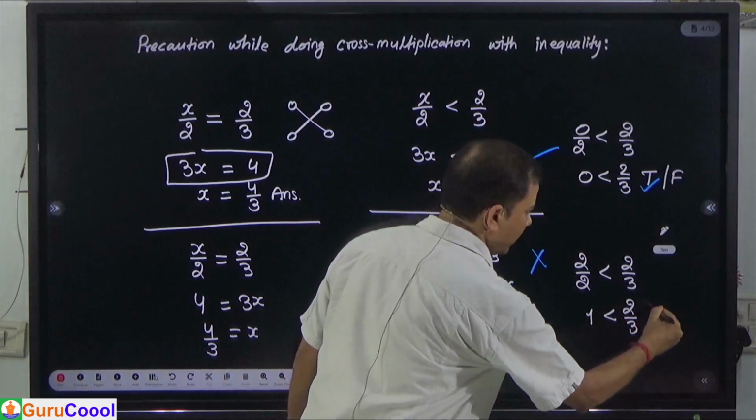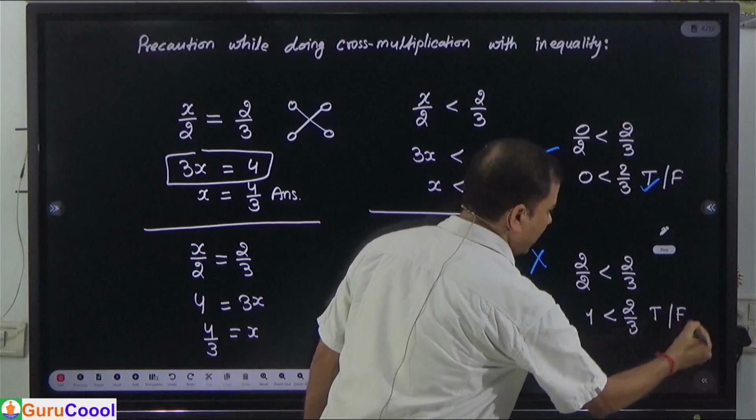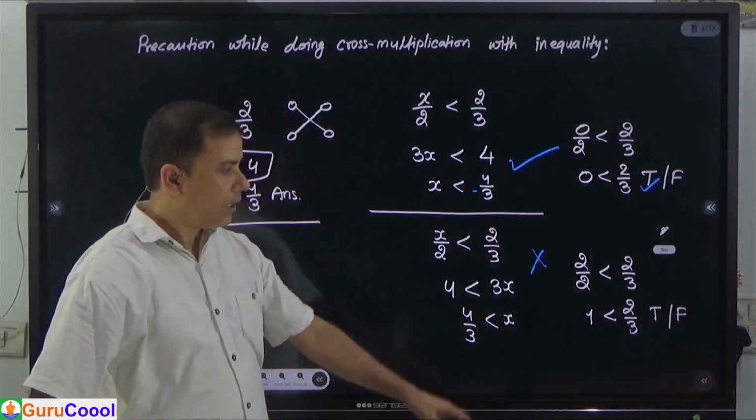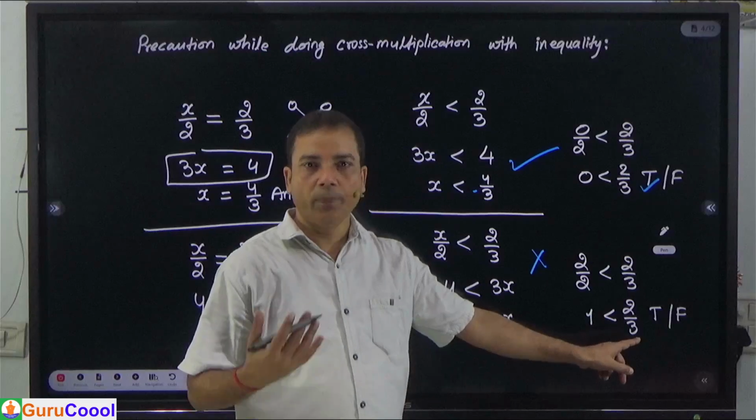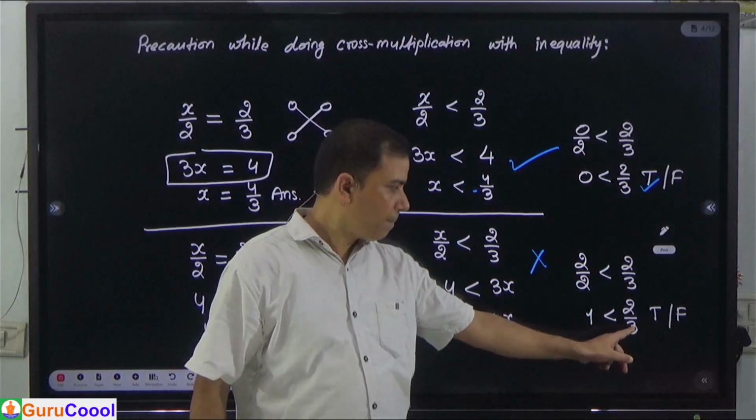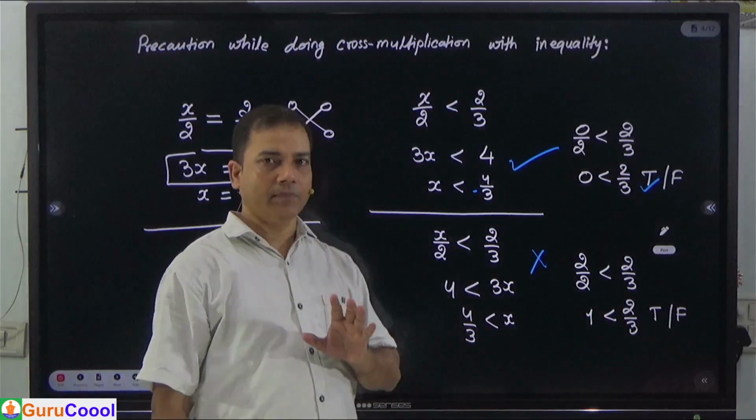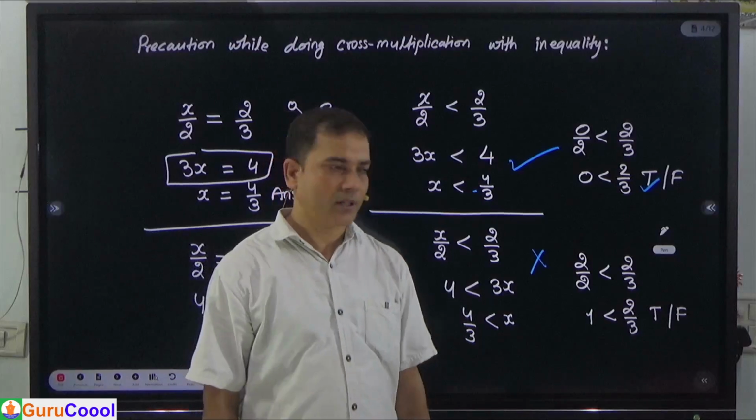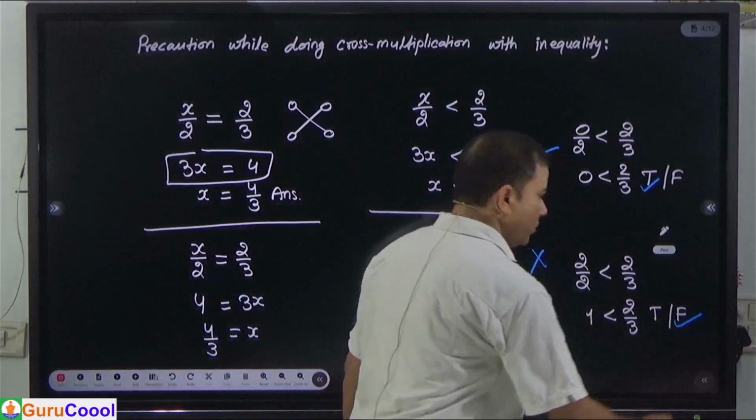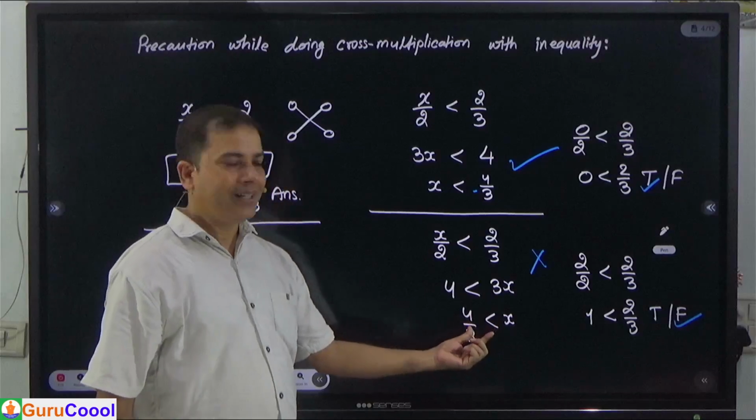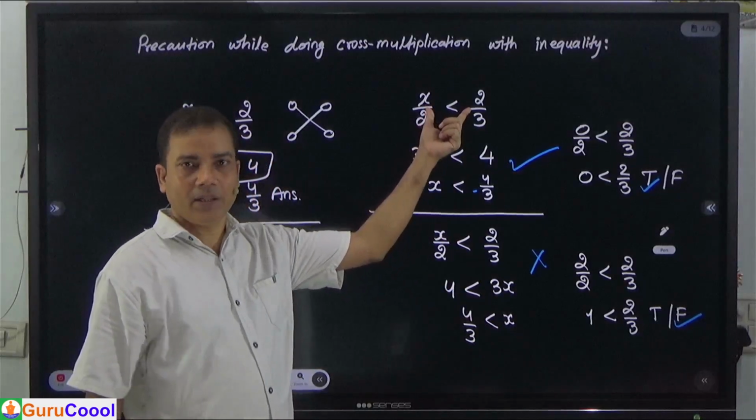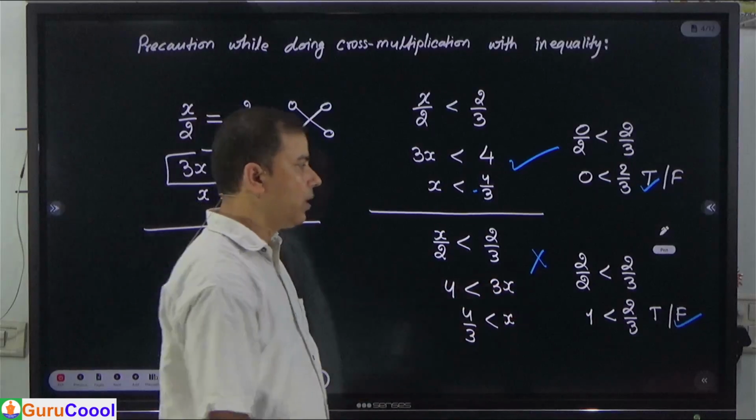Now check whether it is true or false. 2 by 3 means 0.7 approximately, and 1 is lesser than 0.7 is a false statement. 1 is not lesser than 0.7. So did you notice? This solution is not satisfying the inequality. That's why it is wrong.